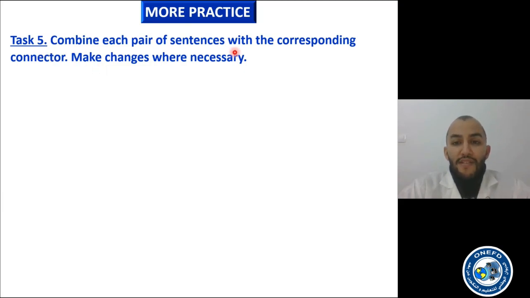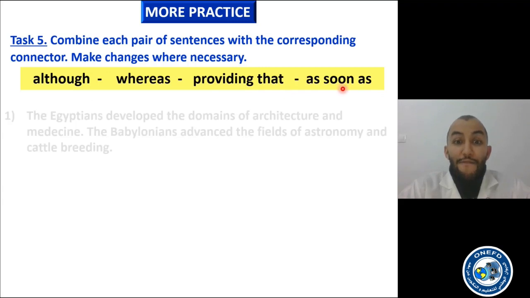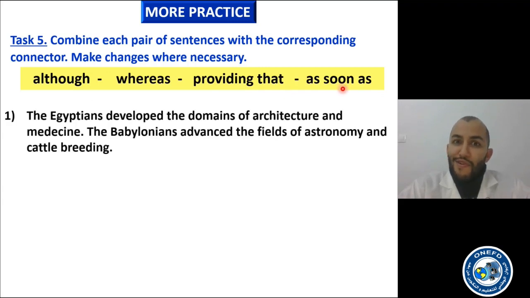Task number 5. Combine each pair of sentences with the corresponding connector. Make changes where necessary. So here you have 4 connectors: although, whereas, providing that, and as soon as. And here you have just 4 pairs of sentences. The first one is, the Egyptians developed the domain of architecture and medicine. Babylonians advanced the field of astronomy and cattle breeding.